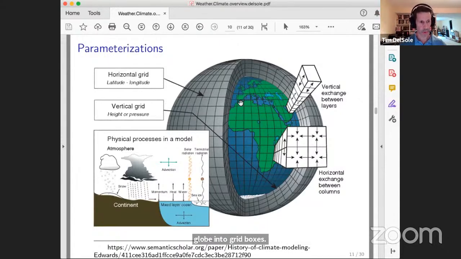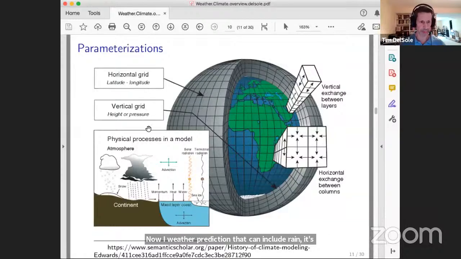The more boxes you have, the more computational power you need. And under current resources, we cannot make the boxes small enough to resolve all the processes relevant to weather and climate. For instance, convection cannot be resolved in a global model with current computers. Now, a weather prediction that can't include rain is pretty useless. So we can't ignore these processes.